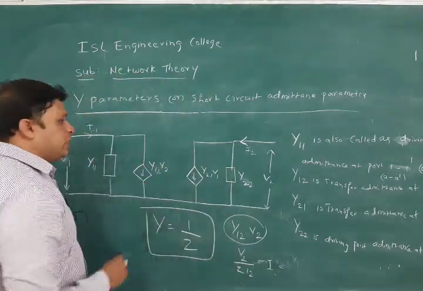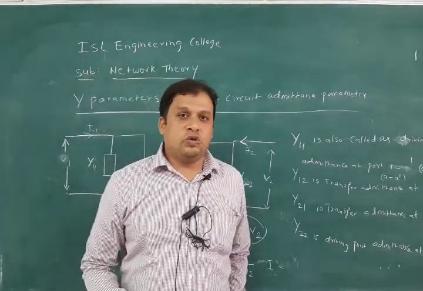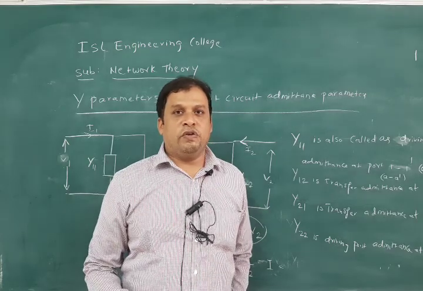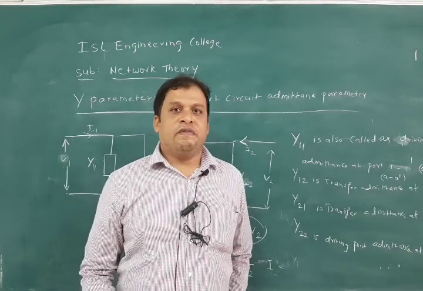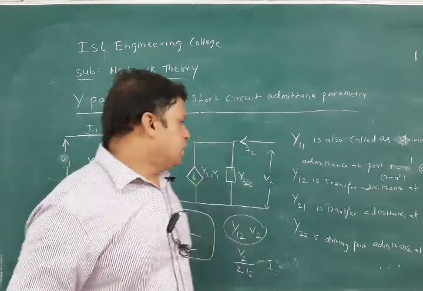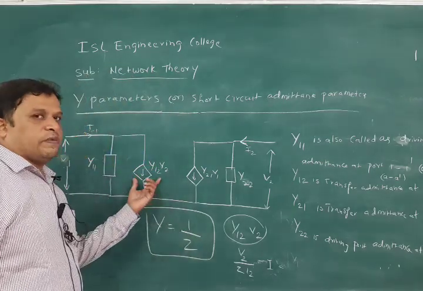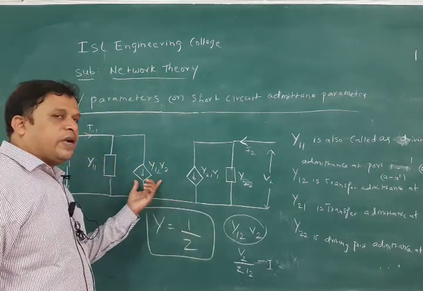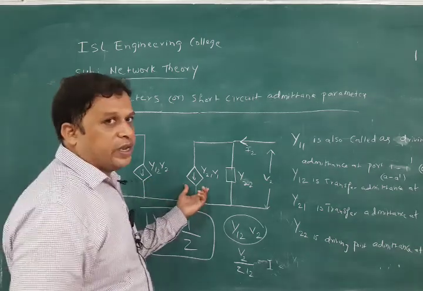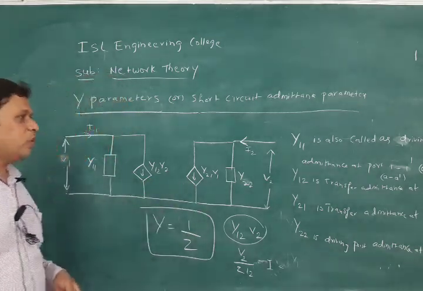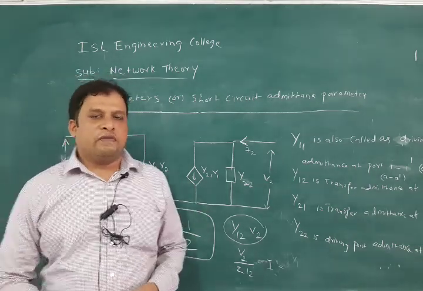Because the equations started with I1 is equal to Y11 V1 plus Y12 V2, and I2 is equal to Y21 V1 plus Y22 V2, here we have to mention the current source. So it is a dependent current source, and here also it is a dependent current source. Okay. Next we will do a problem on the Y parameters.